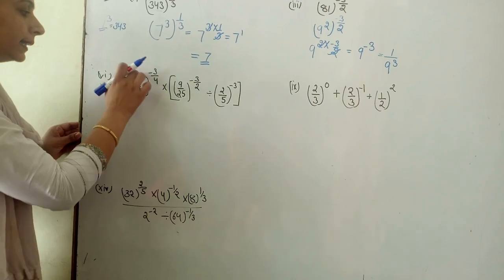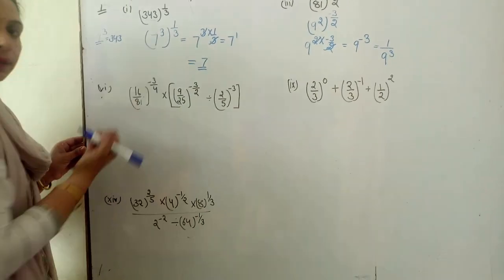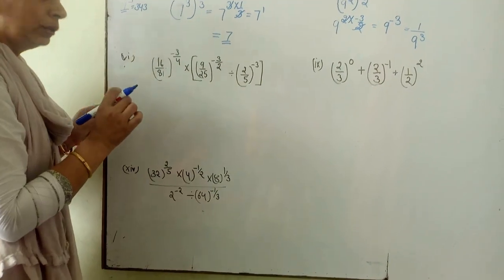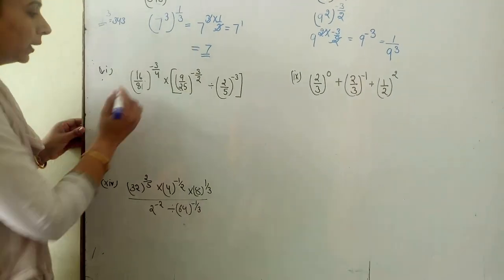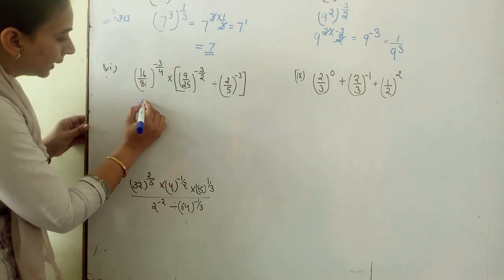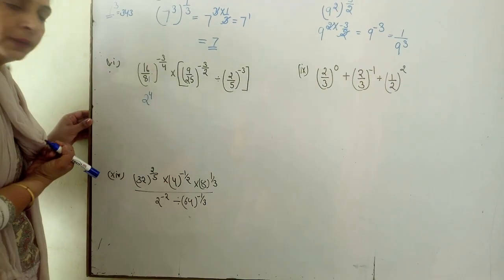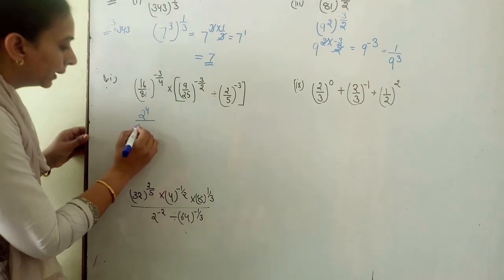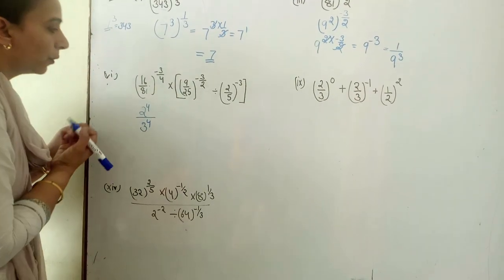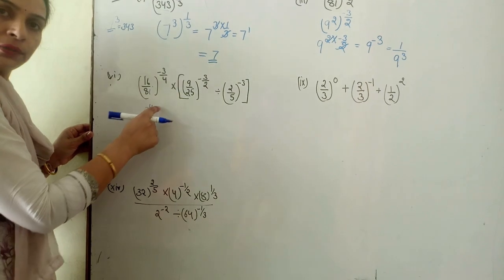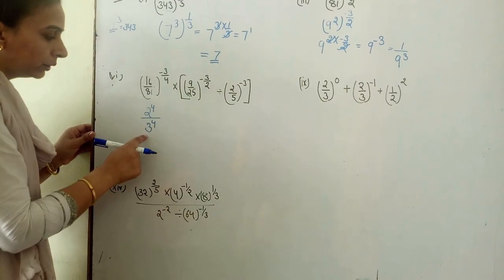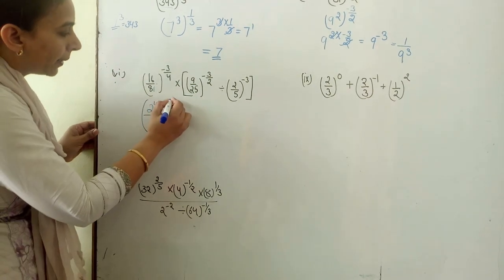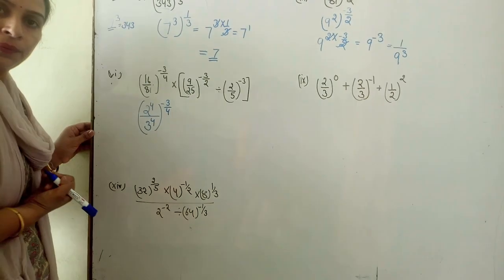We can write this number as a power of 4. 16 equals 2 raised to the power 4, so in place of 16 we can write 2 raised to the power 4. And in place of 81, 3 raised to the power 4. 16 is 2 raised to the power 4 and 81 equals 3 raised to the power 4. Then complete raised to the power minus 3 by 4.